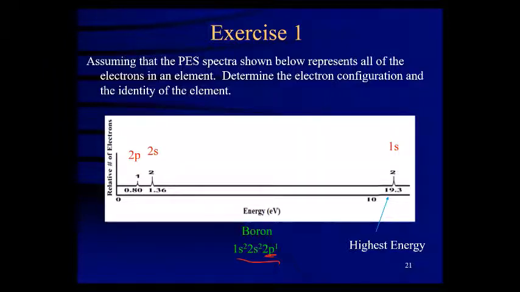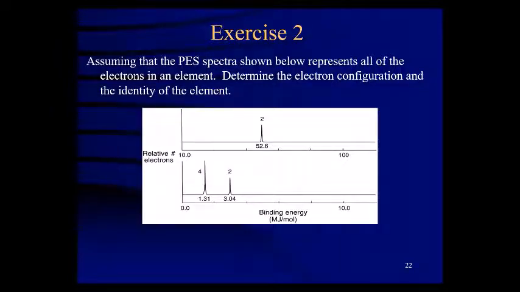Looking at exercise 2, they give you a different kind of stacked graph. It looks a little bit different, but you still follow the same general rule as we did in exercise 1. So you tell me, where am I going to find my 1s? Which peak is my 1s? Is it in the top part of the graph up here, or is it the bottom part of the graph? Top, good, because I see this 52.6. That's the higher binding energy. Remember, binding energy is that attractive force from the nucleus to the electron. Those positives and negatives attracting.